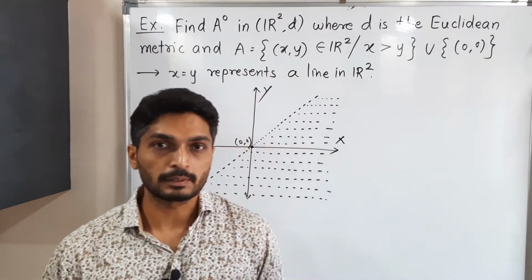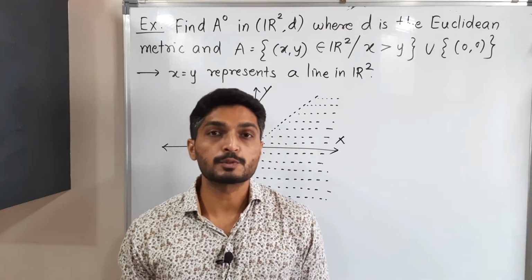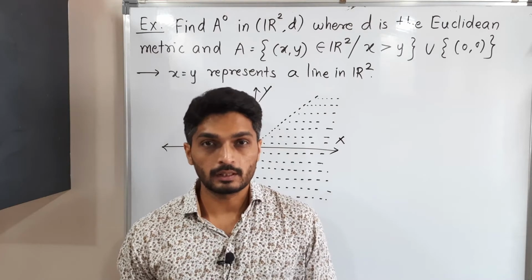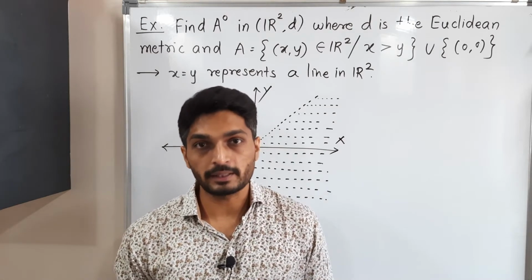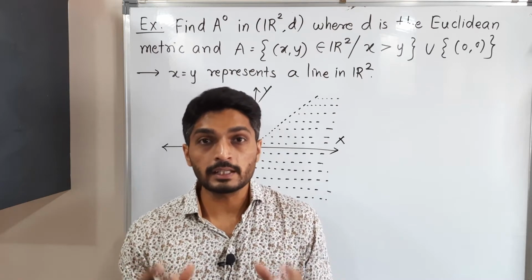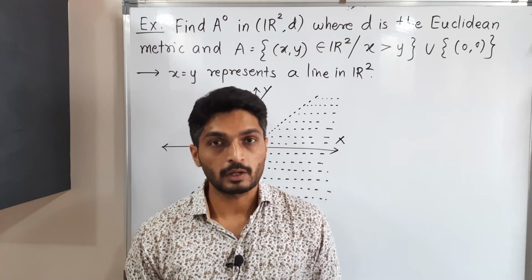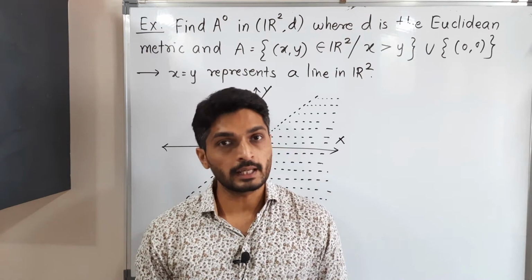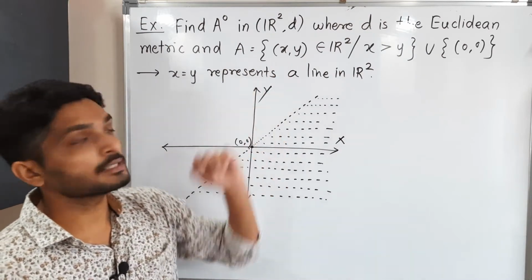Let's discuss this example. In this example, we have a subset of R2, where R2 is with a Euclidean metric, and we have to find A interior. That means we have to find the set of interior points of A. Okay, so let us see what our set A is. Set A is defined in this way.